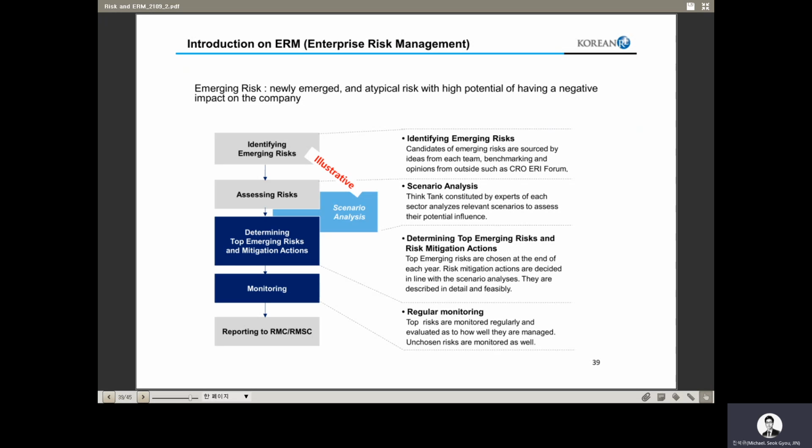They are described in detail and feasibly. And then we are regularly monitoring those top risks and evaluating how well they are managed. And all of this process is reported to our risk management committee and the BOD if necessary.